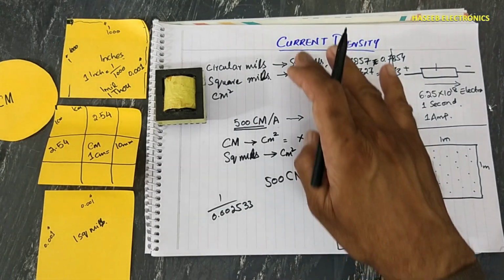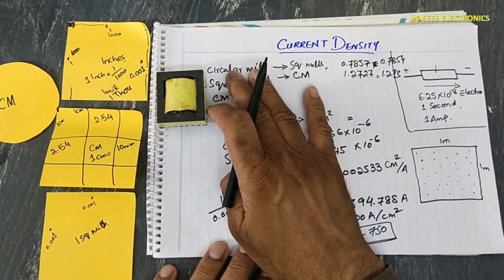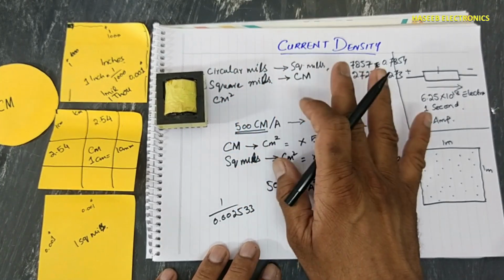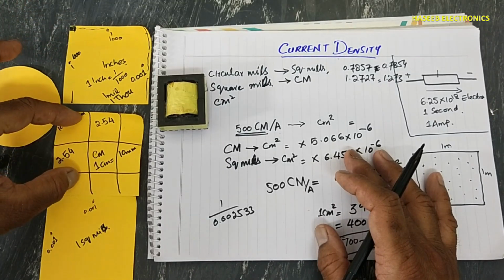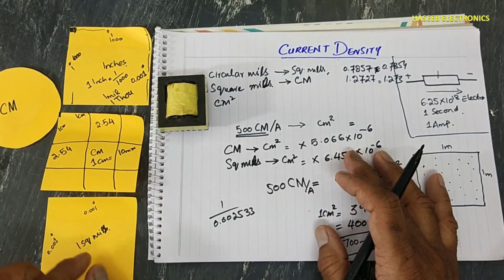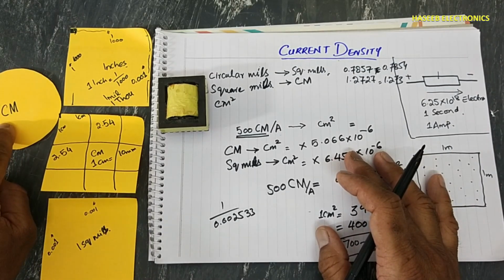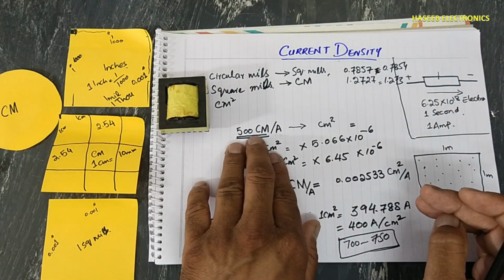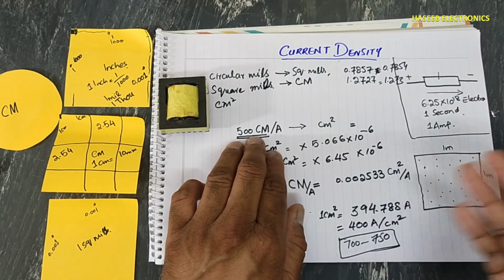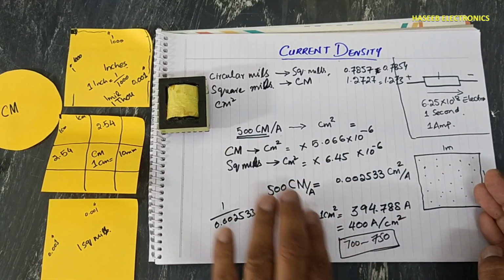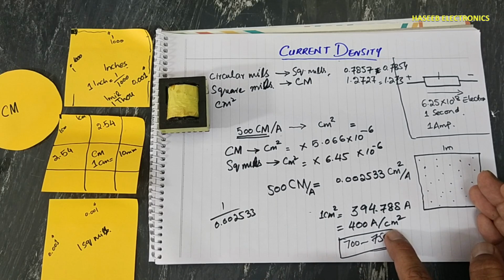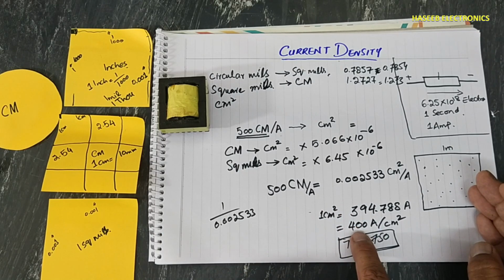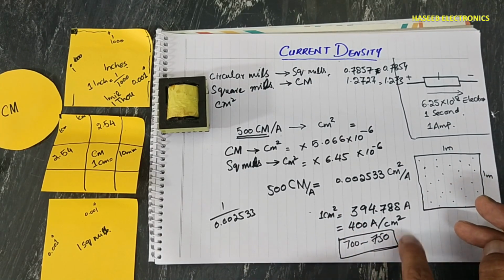In this session we are discussing current density. We will see what are circular mils, what are square mils, what is centimeter square in inches, in centimeters, and how we can convert one unit into the other. If we have 500 circular mils per ampere current density, how can we convert it into the metric scale? Here is 500 circular mils per ampere, and how it becomes around 400 ampere per centimeter square.